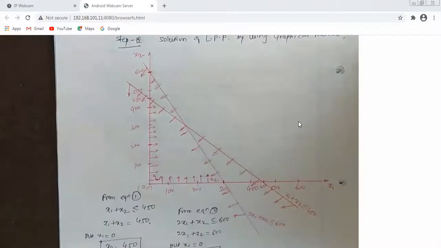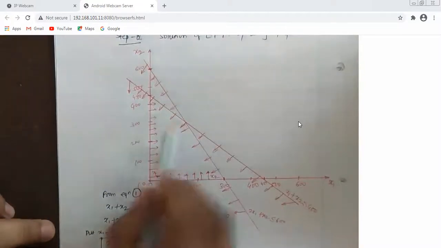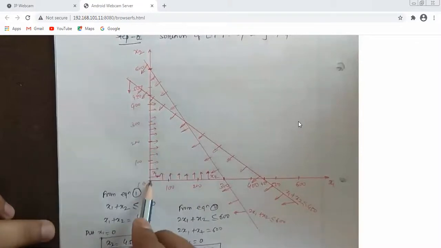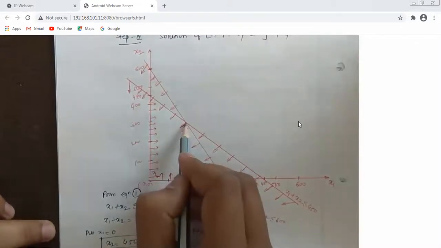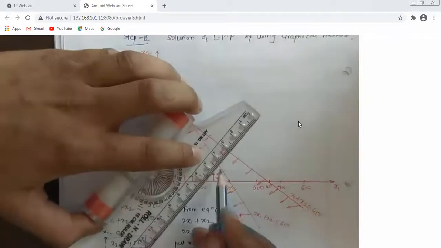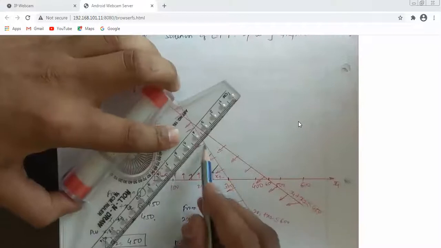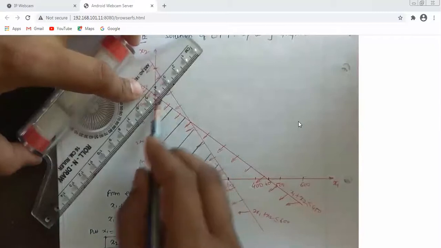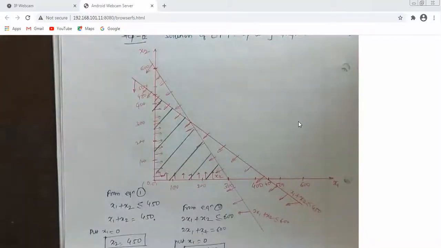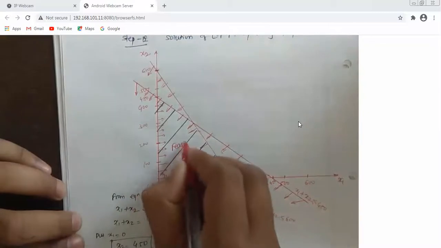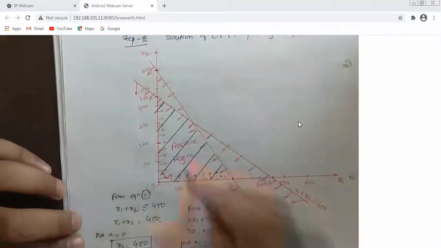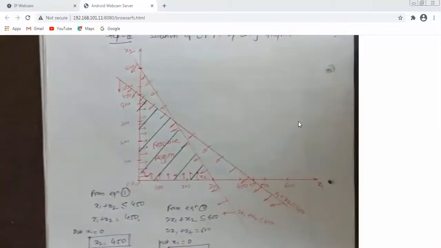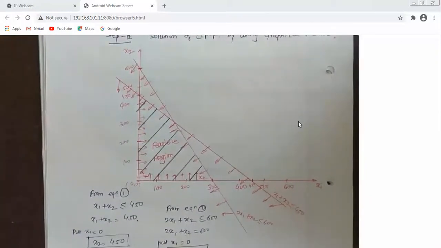Now tell me, which one is the common area? This one will be our common area, from this point to this point, from this point to this point, from this to this point, and from this to this point. This will be our common area. So I will draw hatching lines. So this region is called the feasible region. I hope you have understood how to find this feasible region. You have to just find out the common area.